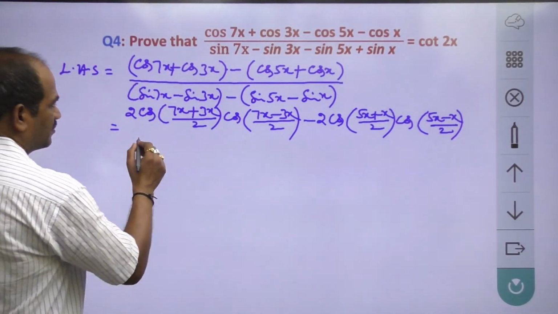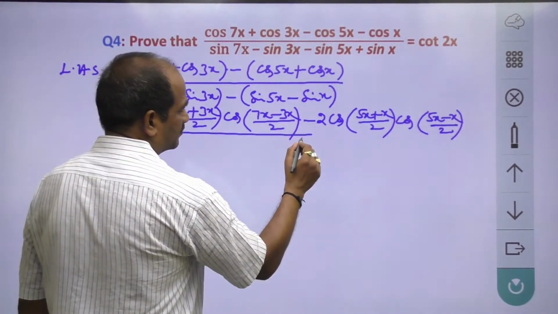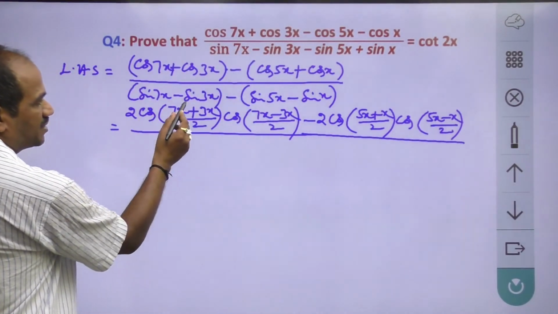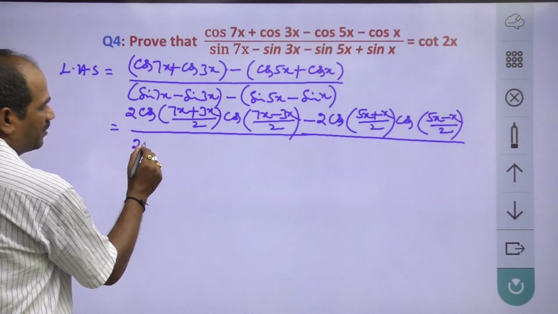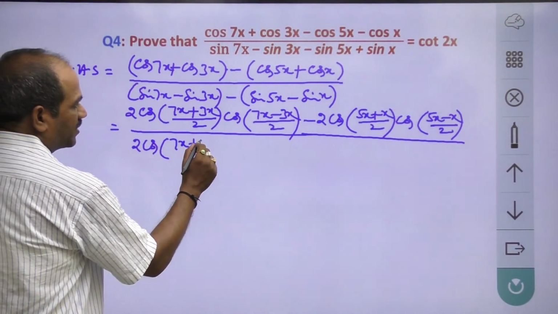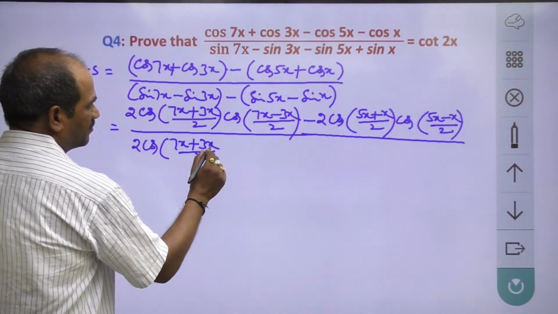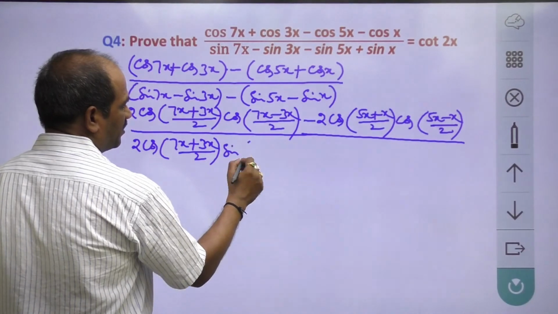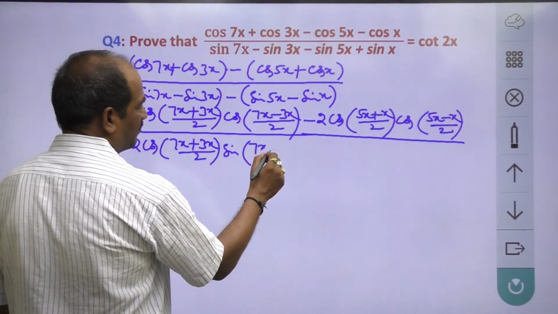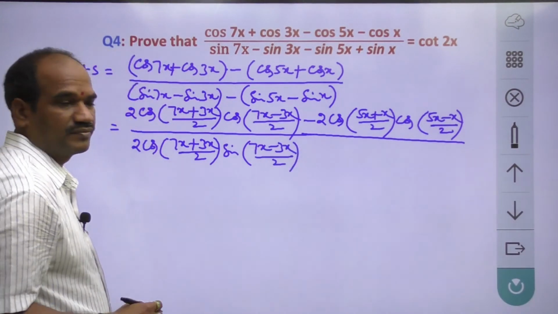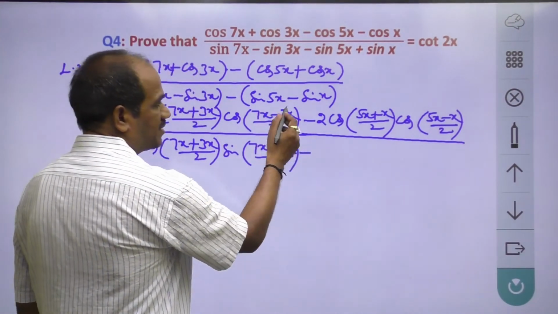Okay, right. Next, divided by the denominator, sin C minus sin D. In this formula, 2 into cos of (C plus D) by 2, so that is 7x plus 3x by 2, into sin of (C minus D) by 2, so that is 7x minus 3x by 2.